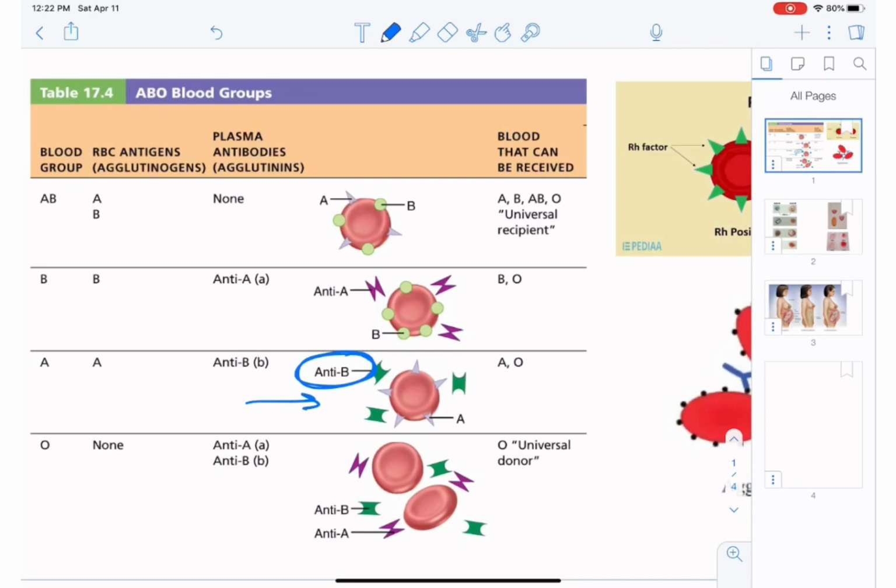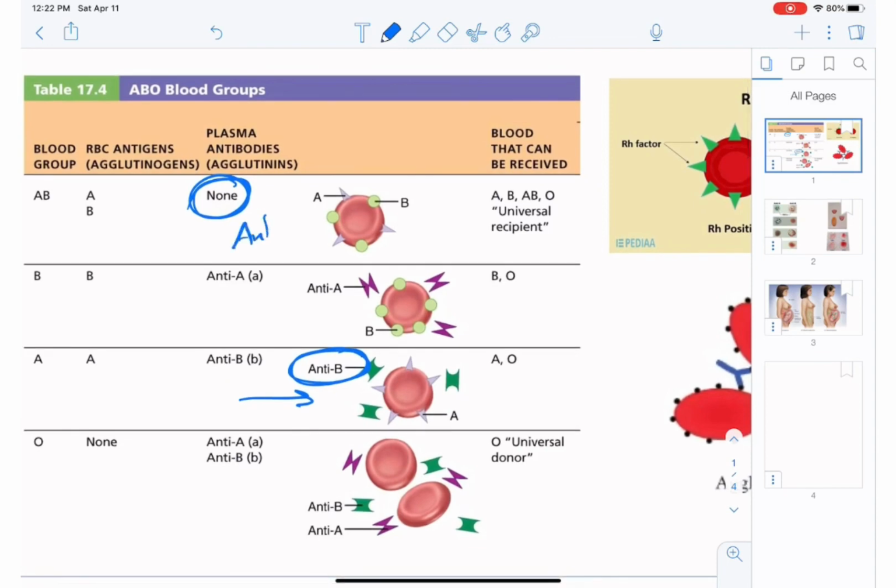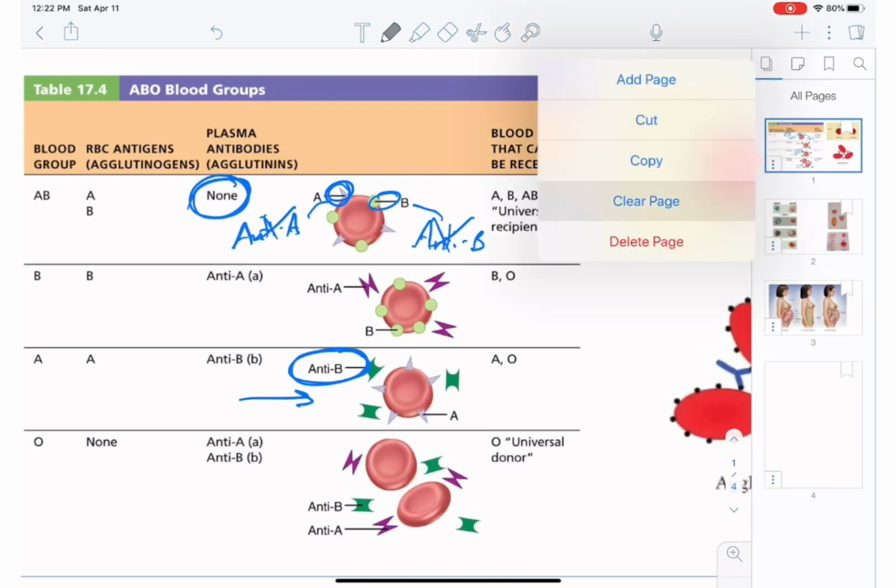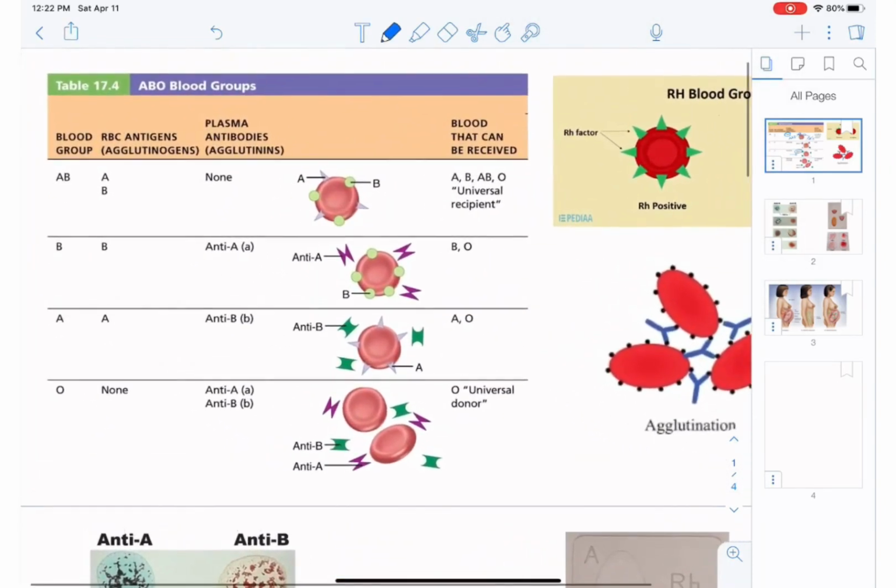The type AB individual, they're not going to have either of those antibodies. What would happen if they had anti-A antibodies? Then they'd attack those A antigens. What if they had anti-B? They would attack those B antigens, and we don't want either of those things to happen. And so they don't have either of those. What about type O though? Type O has both anti-A and anti-B antibodies because they don't have either of those antigens on those red blood cells.